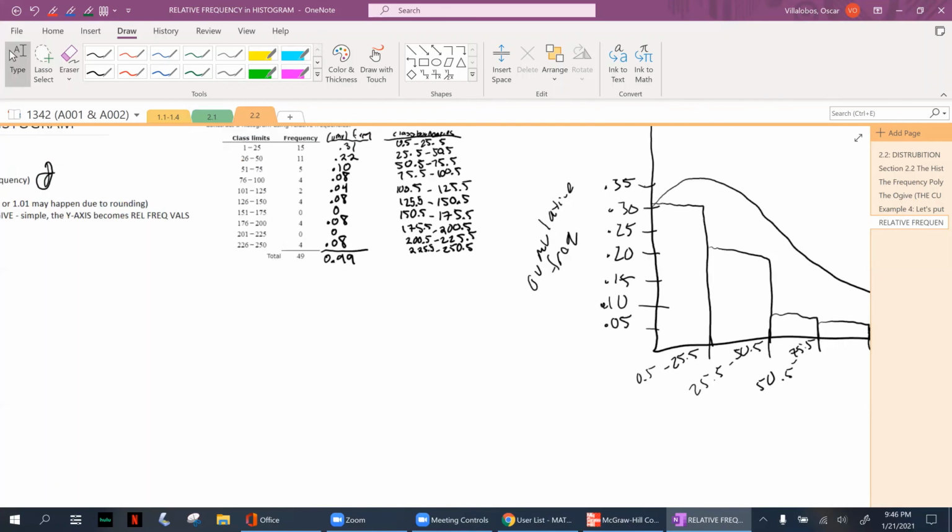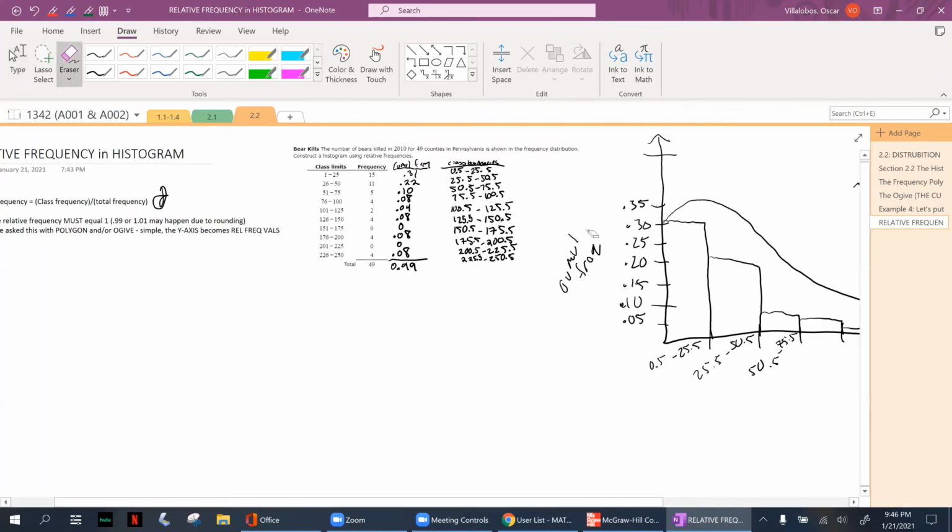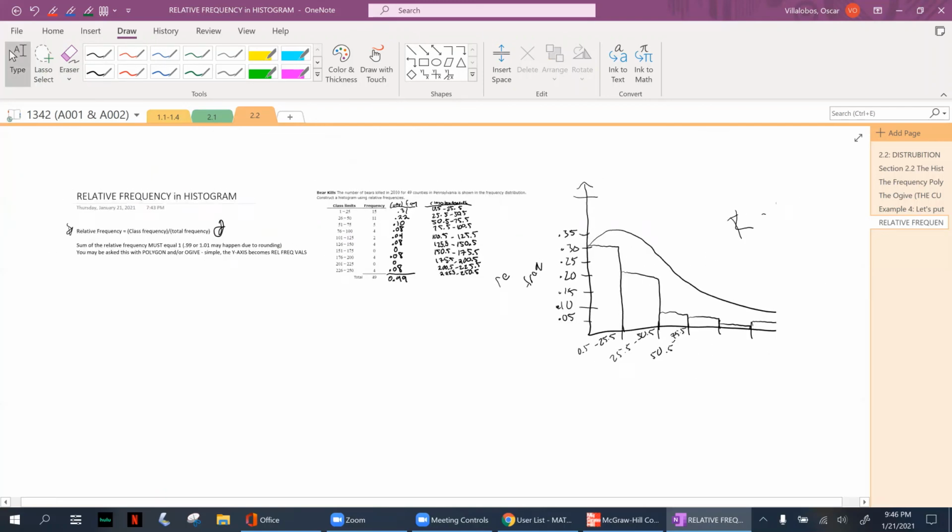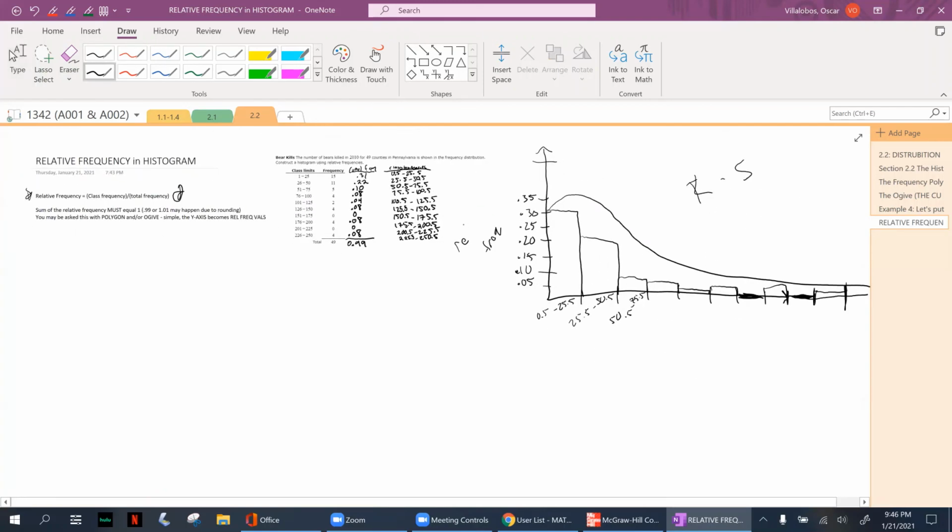And oh, sorry, this is not cumulative frequency. This is relative frequencies. I'm sorry. I'm not sure why I keep saying cumulative. So this is relative frequencies, relative frequencies. I'm sorry.